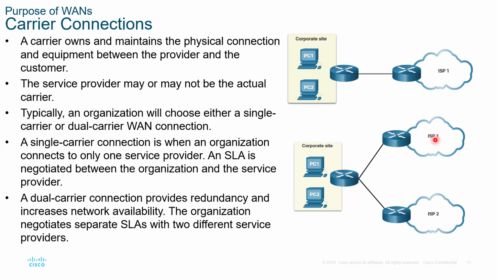Right, a single carrier connection is when an organization connects to only one service provider, and an SLA is negotiated between the organization and the service provider. So evidently, with two service providers, you have two different SLAs being negotiated. All right, we have a question in the chat.